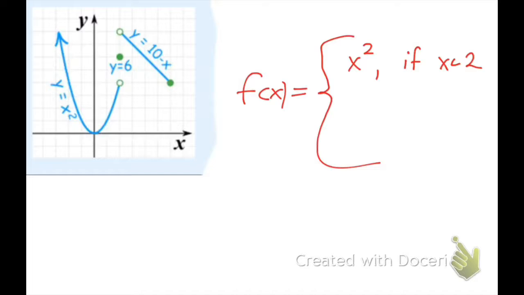Now notice from the graph, I have an open circle, where open doesn't include, so it's just going to be less than or greater than. Remember, a closed circle, that's when you use greater than or equal to, or less than or equal to.